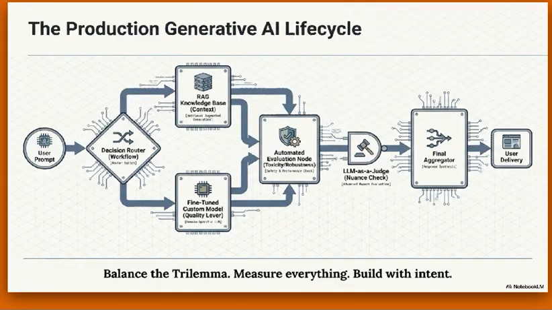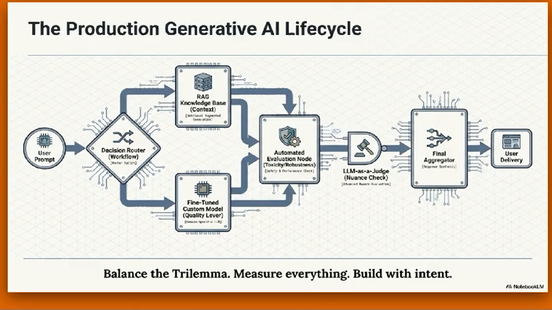Let's trace the life cycle of a single, complex user request as it traverses this machine. Step 1. The user prompt enters the system via the API gateway. Immediately, it hits our Circuit 2 mechanism, the decision router. A sub-millisecond semantic classifier analyzes the intent and complexity of the prompt to determine the most cost-effective execution path.